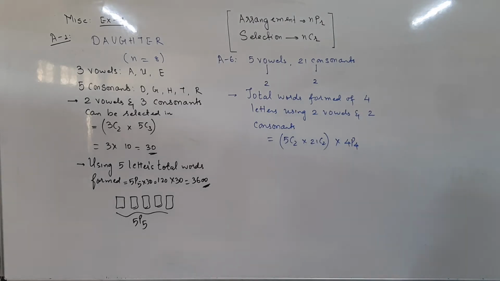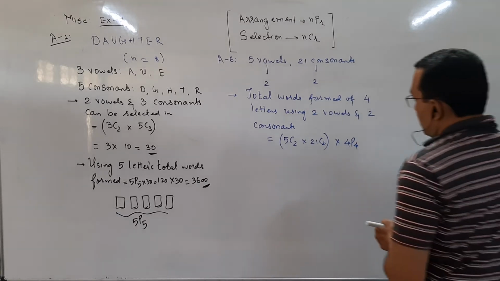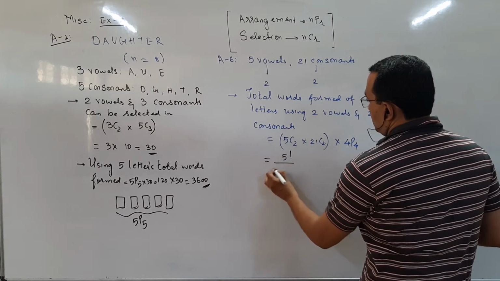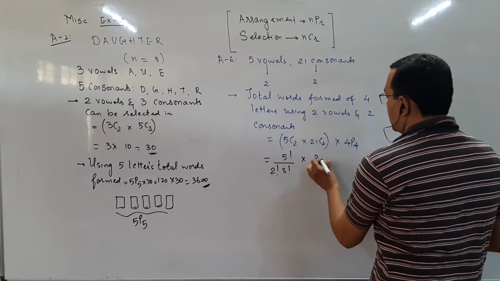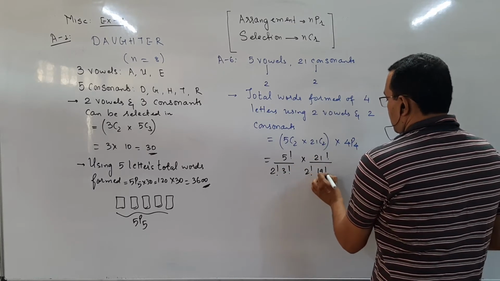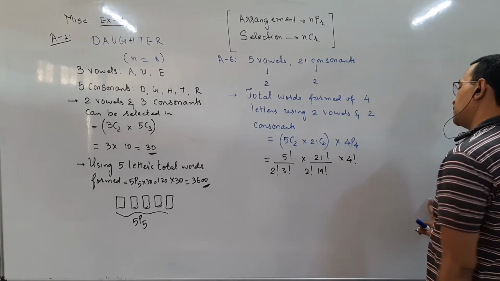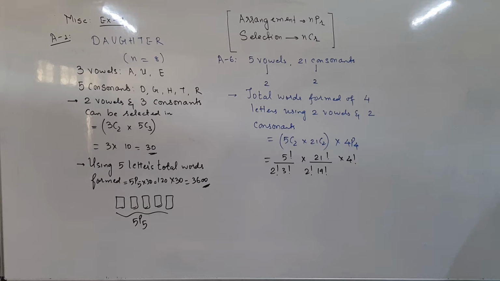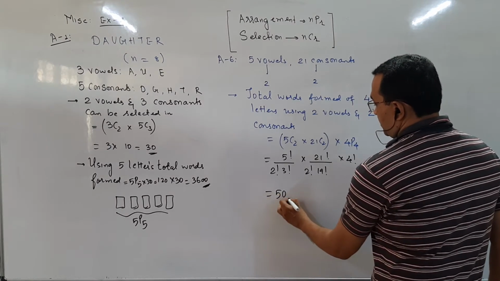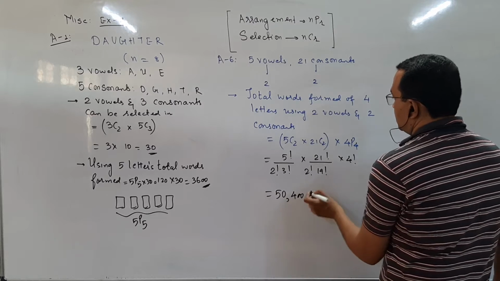There I have shown separately. First it was selection, then it is arrangement. There students I have shown separately. Here I am clubbing and assembling it together. Now 5C2 will be 5 factorial upon 2 factorial into 3 factorial, 21C2 is 21 factorial upon 2 factorial into 19 factorial, and this is 4 factorial. With that I am not simplifying. The simplification work is for you. Total words are 50,400.